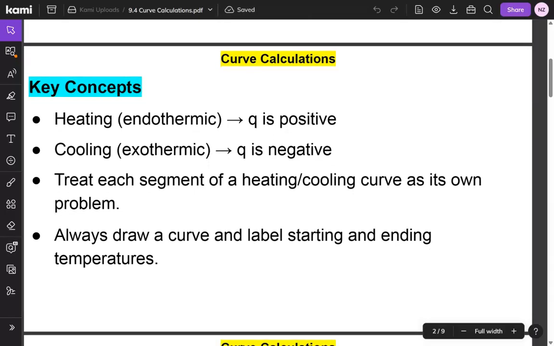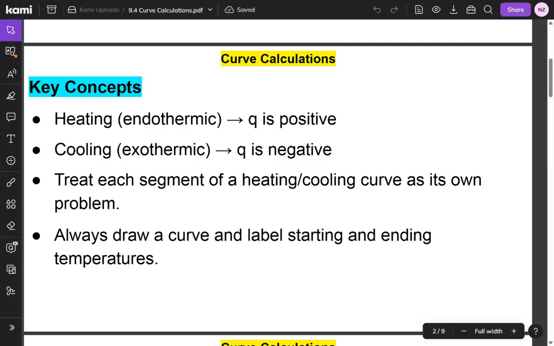So some key concepts that you need to understand. If you have a heating curve, the process is endothermic. You're absorbing heat from the surroundings, and your Q, or heat, will be positive. If you are cooling, it is an exothermic process. You are releasing heat into the surroundings, and your Q will be negative.